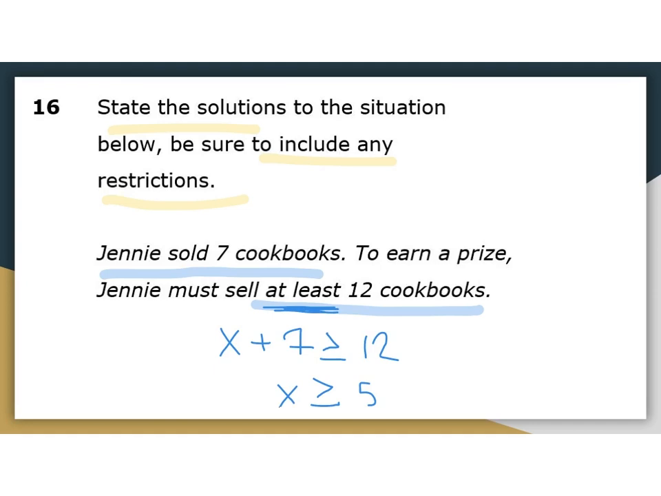When you have your inequality symbol, inequalities means every single number including decimals. But Jenny cannot sell part of a cookbook. So when it's asking for those restrictions, we're going to go ahead and state whole numbers only, no fractions, no decimals. So she can sell 5 or more whole numbers only, entire cookbooks only.